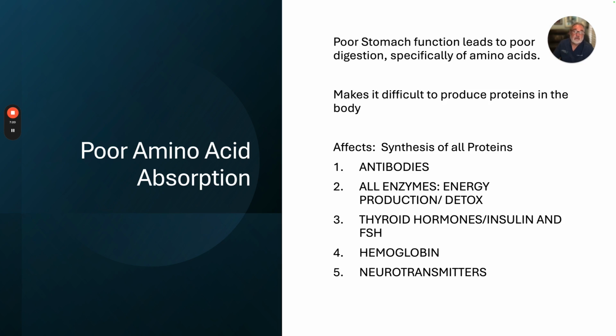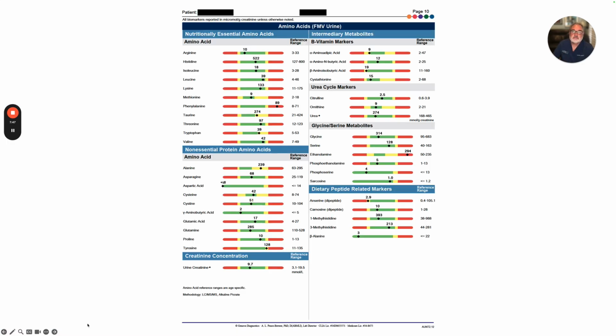You're not going to be able to make antibodies. Your enzymes are going to be affected. It's going to affect your cell energy. Detoxification is going to be affected. Thyroid hormone can be affected. Insulin and the controlling of blood sugar can be affected. Your follicle stimulating hormone, which affects your overall hormone production, is going to be affected. Hemoglobin, neurotransmitters, and that's the purpose of this lecture, is how amino acids affect neurotransmitters.